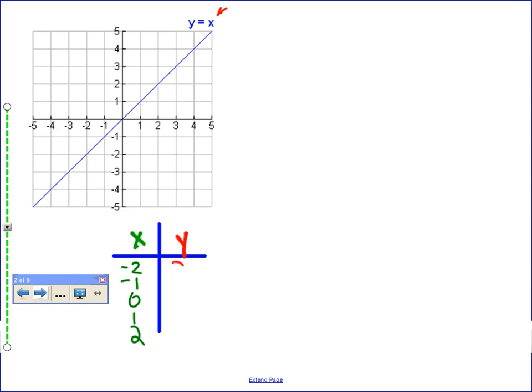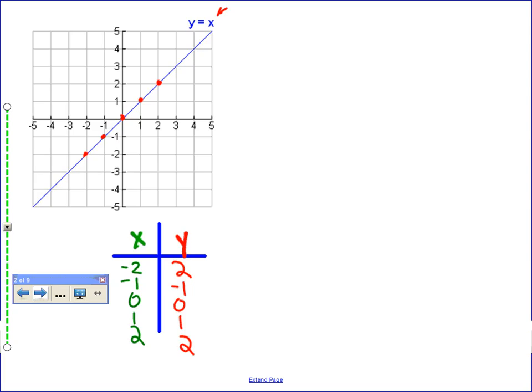So y would be -2. If x is -1, y would be -1. If x is 0 and y is x, then it would be 0. And you can see how we would fill out this table. And then we could graph it, and it would be graphed just like it's shown. So this is -2, -2, -1, -1, 0, 0, 1, 1, and 2, 2. And you would see that we would make a line.